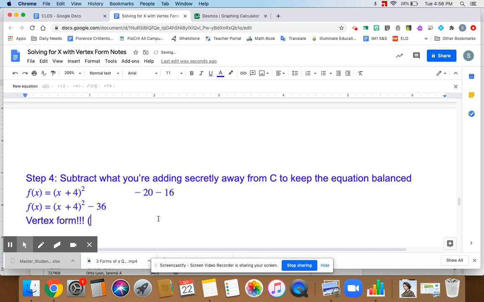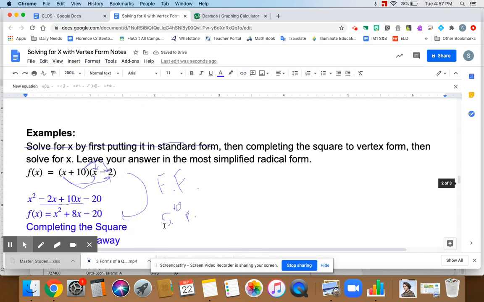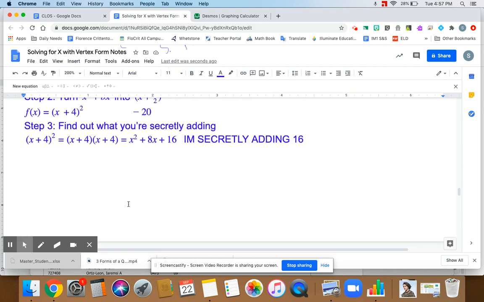And that's exciting, but I still need to solve for x. So let's go back up to my instructions, see where I'm at. It says, I did that, then I completed the square into vertex form. And it says, then solve for x. I'll do that. But then it says, leave your answer in the most simplified radical form. And that's important because that means I'm leaving it in the square root.